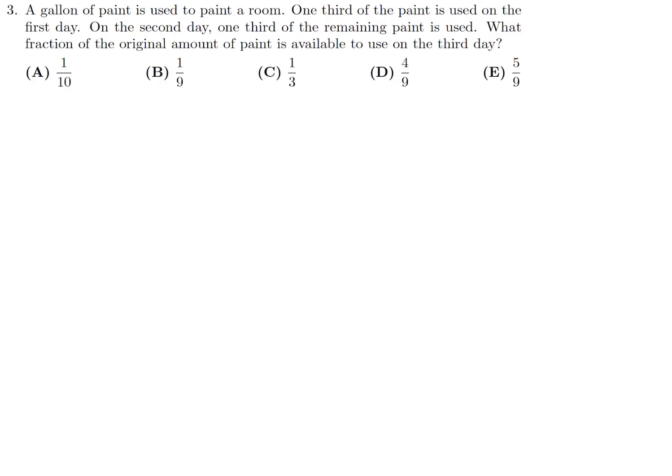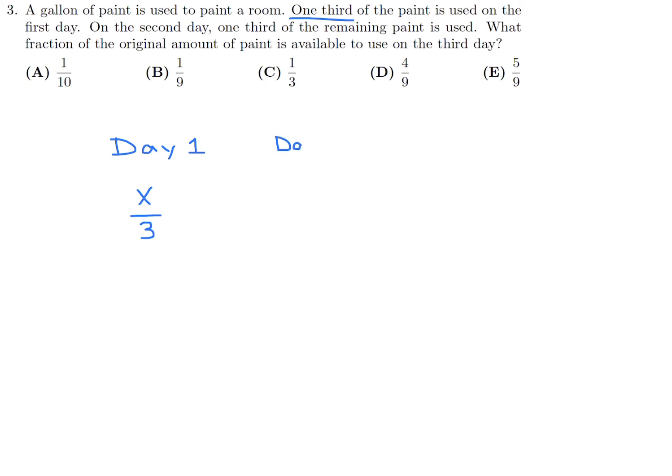A gallon of paint is used to paint a room. 1/3 of the paint is used on the first day. On the second day, 1/3 of the remaining paint is used. What fraction of the original amount of paint is available to use on the third day? Day 1, we have 1/3 of the paint that is being used. So if the paint is represented by x, we are going to use x divided by 3 on day 1.